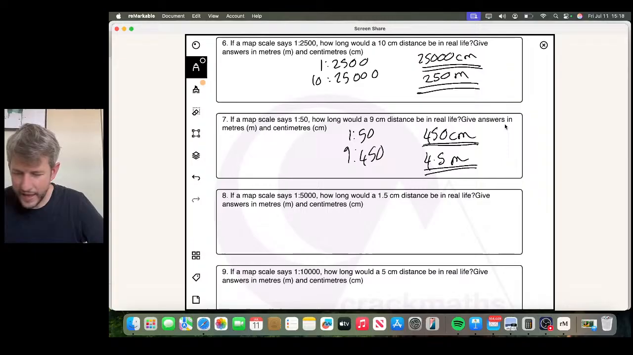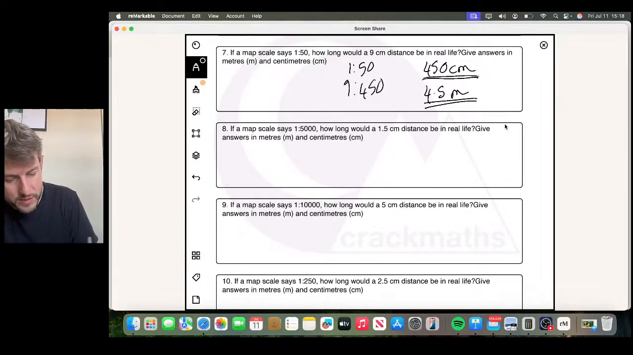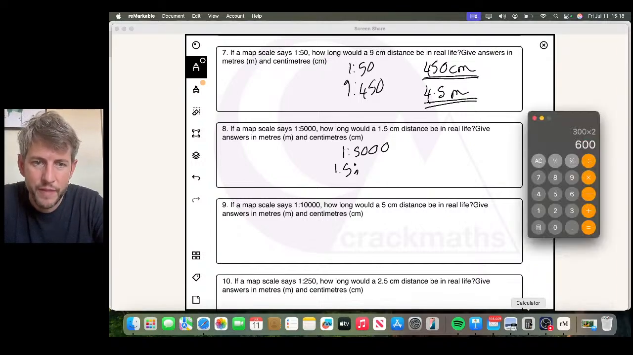Okay, question 8. If a map scale says 1 to 5,000, how long would a 1.5 centimetre distance be in real life? So here we go, we've got 1 to 5,000, 1.5, well that's just going to be, let me just get the calculator out for that, so it's 5,000 times 1.5.